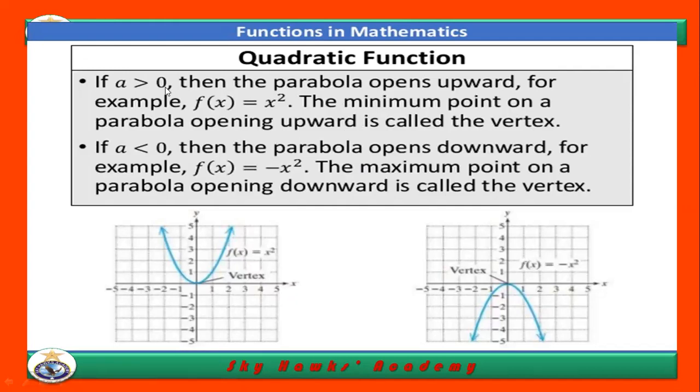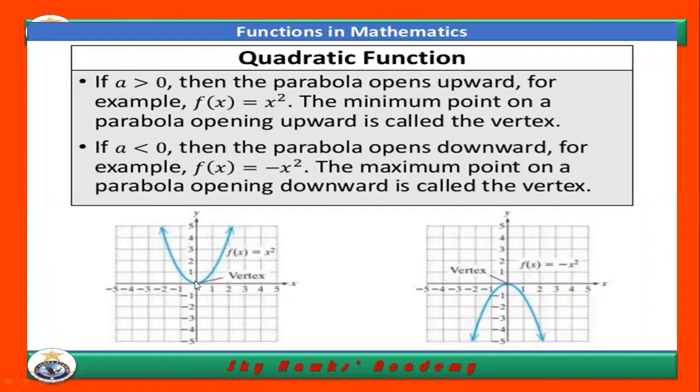If a, the leading coefficient, is greater than 0, the parabola opens upward, just like this. For example, f of x is equal to x square. So a is 1 over here, that is positive, so that's why this is represented as opening upward. The minimum point on a parabola opening upward is called the vertex. So this is called the vertex, where it is meeting the x-axis or somewhere.